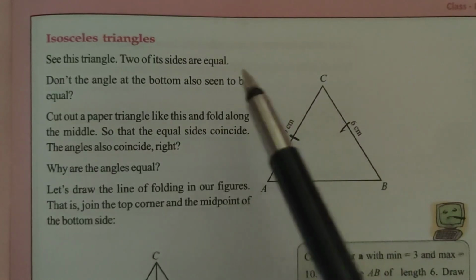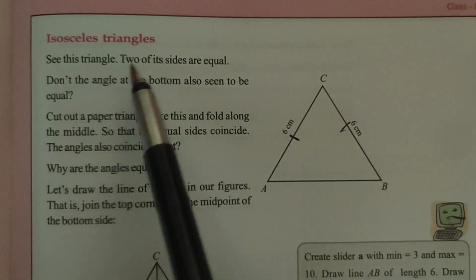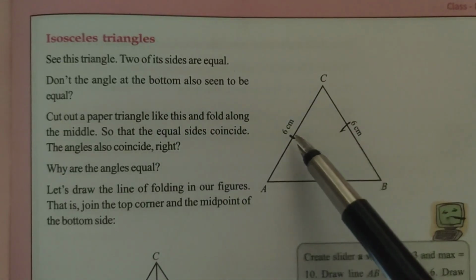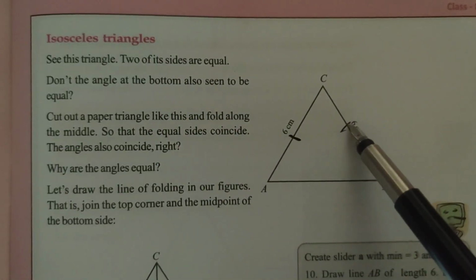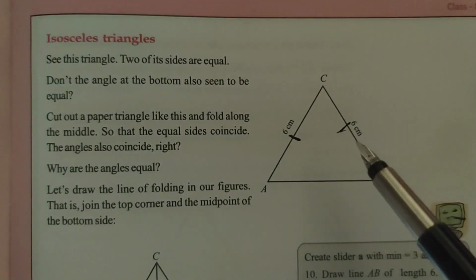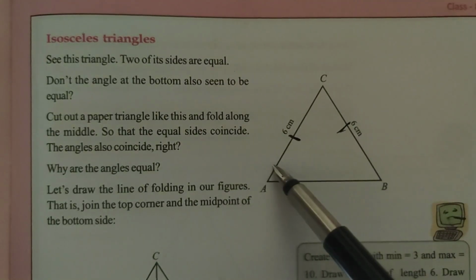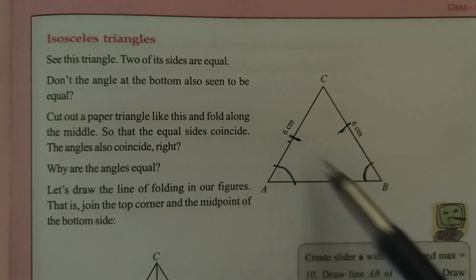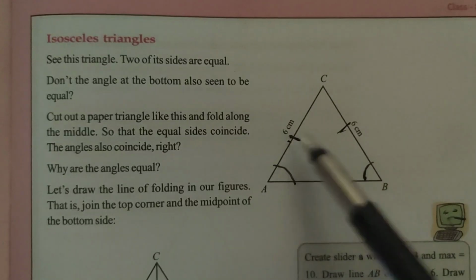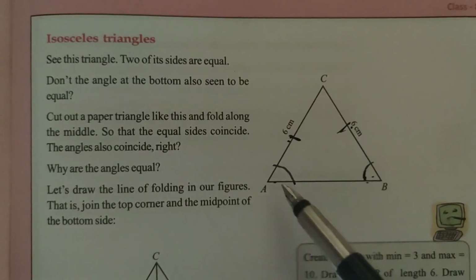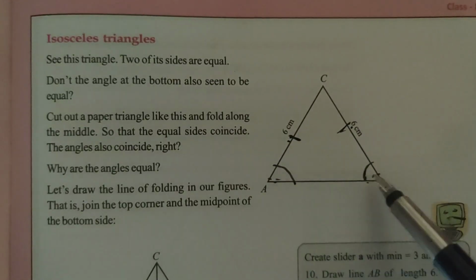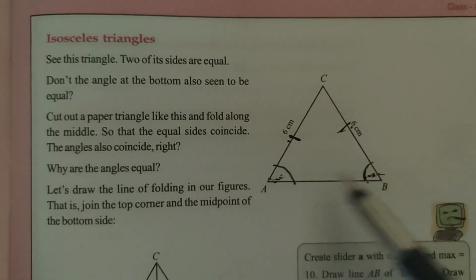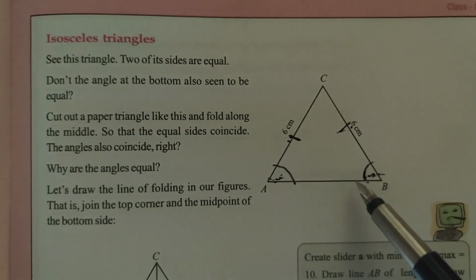Now we have discussed the isosceles triangle. What is the property of an isosceles triangle? The primary property is that two sides are equal. Another property is that the base angles are equal, that is, the angles opposite to the equal sides are equal. We can say all the base angles of an isosceles triangle are equal.